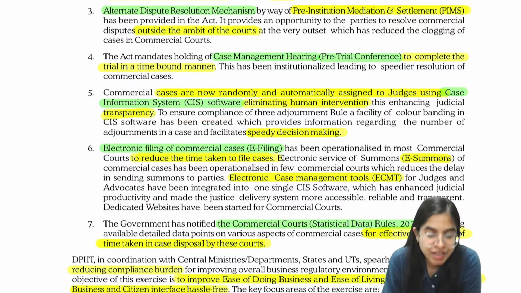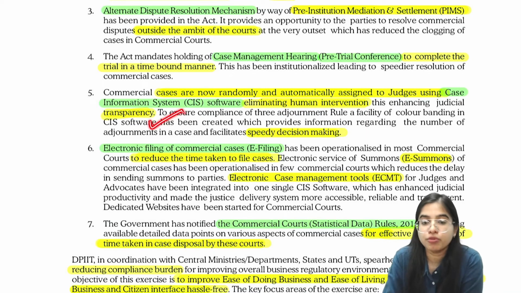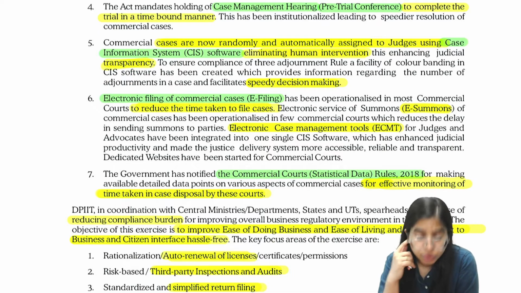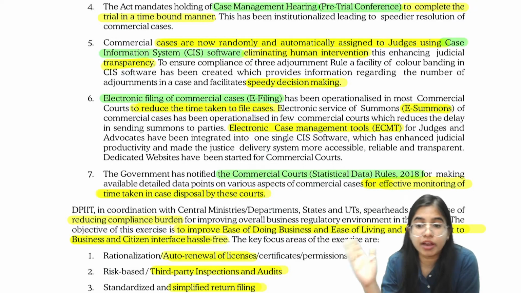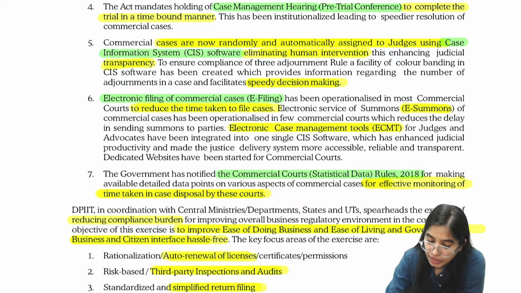You don't have to manually select the cases; rather, your cases will be selected automatically by the software, eliminating human intervention, because this will improve transparency and help in speedy decision making. Next is electronic filing. Nowadays, you can file a case electronically; you don't have to go to the court. It will help in saving your time. So you can file e-summons.